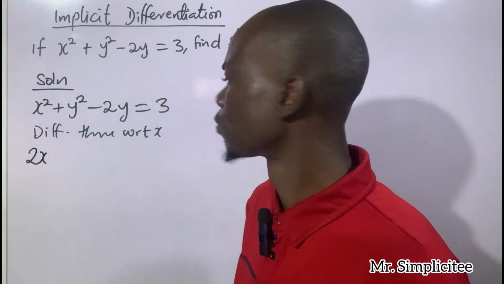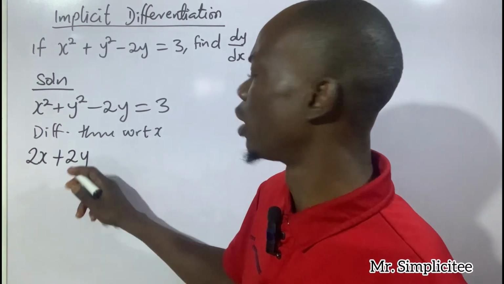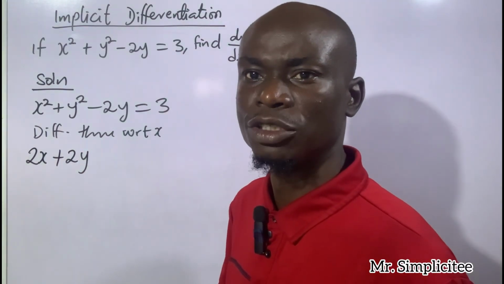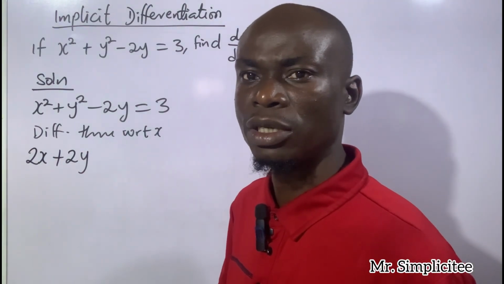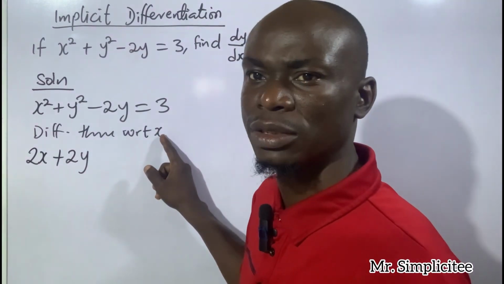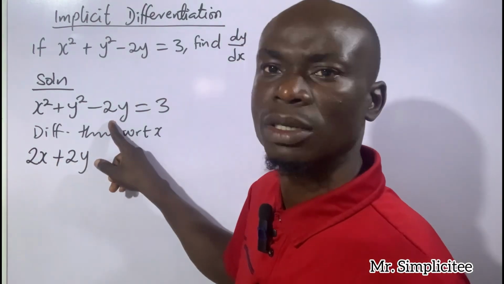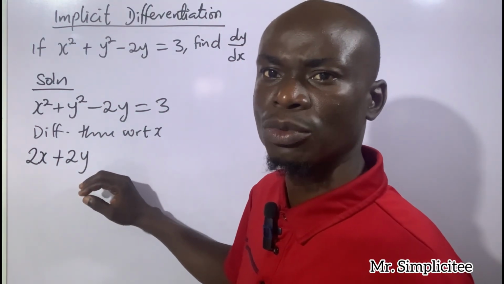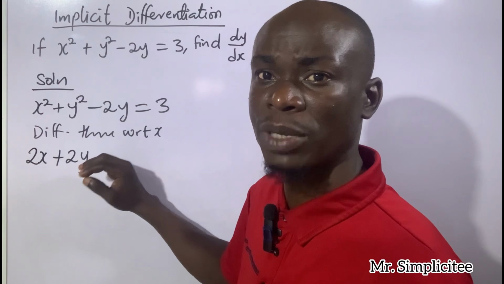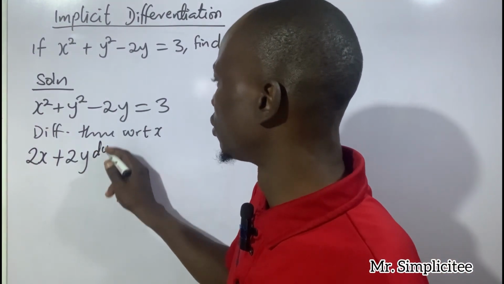Polynomial differentiation. If I differentiate y squared, it's going to give me 2y. Polynomial differentiation. But this is the unique thing about implicit function. I'm differentiating with respect to x. So any variable that is not x that I differentiate, I'll put down the answer and I'm going to attach dy/dx, which means multiply by dy/dx. So this 2y is going to have dy/dx.